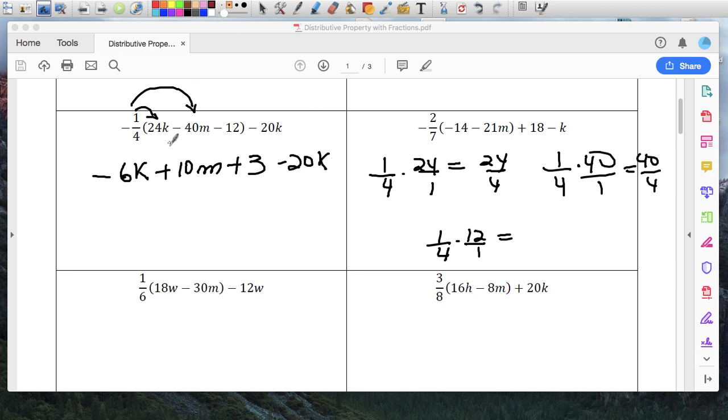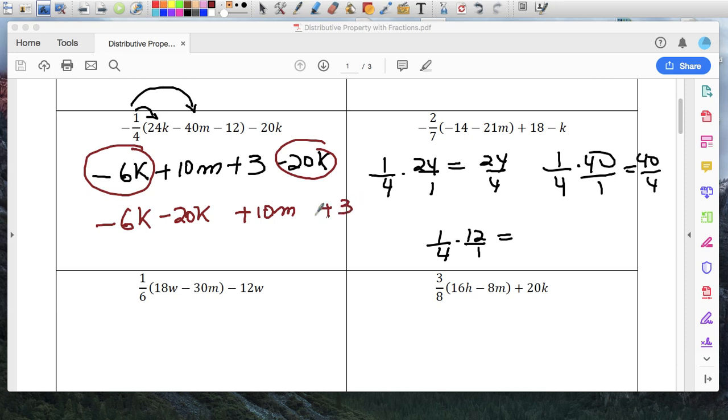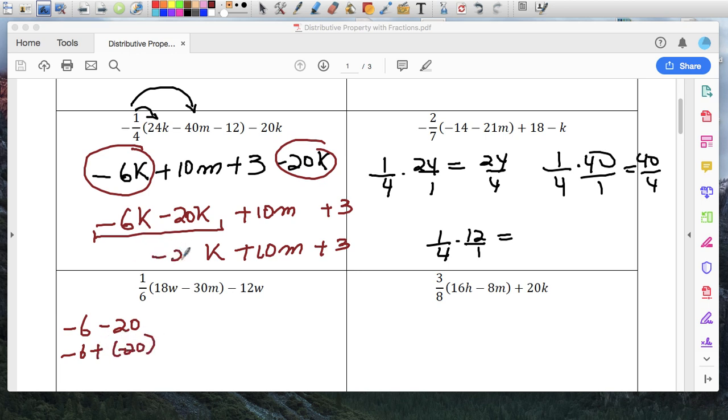You're going to combine what you can. In this case, you can combine this with this. So let's write our like terms next to each other, then plus 10m plus 3. Notice that nothing is going to happen to these two terms, so I'm just going to write them again. Then let's figure out what this part equals. It's negative 6k minus 20k, so it's going to be something k. If I pull the integers out, negative 6 minus 20, I get negative 6 plus negative 20, which gives me negative 26k.